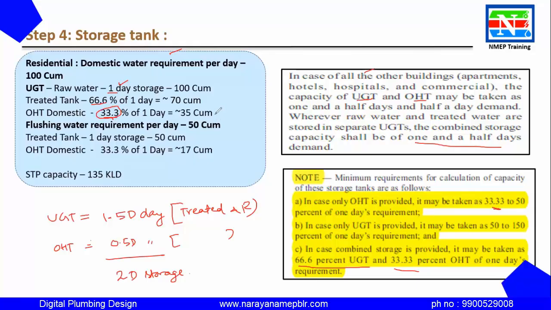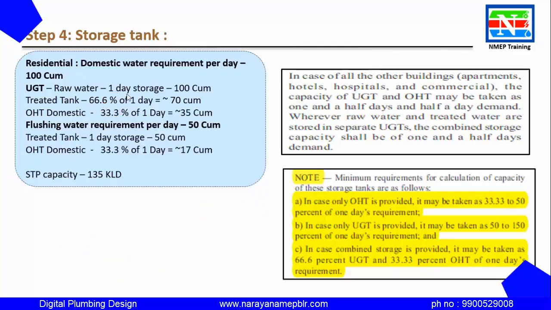Why minimum? I can take 50 also, but if you keep the tank capacity more in overhead, it will put a structural load on the building. For that reason, try to give it as minimum as possible. So minimum is 33. Is it clear now? Any confusion? No, clear, sir.